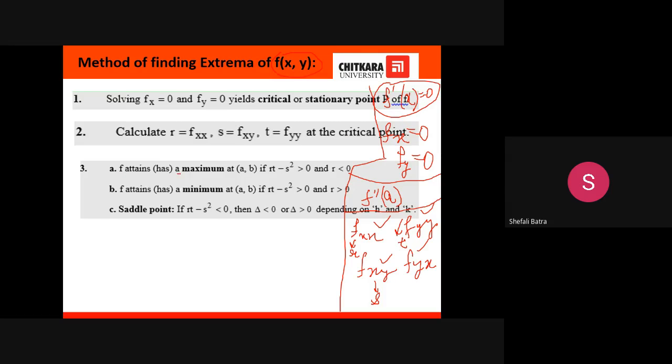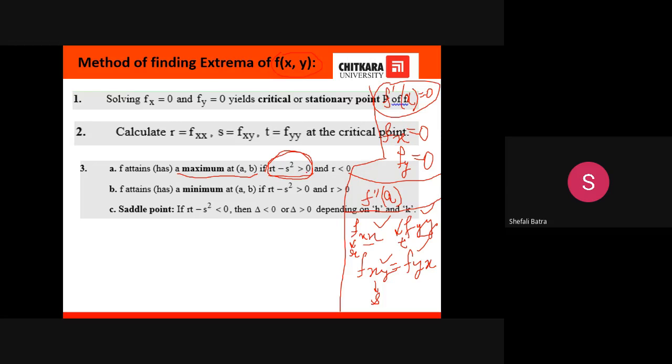Then the function has a maximum value at point (a, b) if, let us see here, R into T minus S square. Why am I saying S square? Because there are four second order derivatives, so we need to use all four, but we know that they are the same in case of a continuous function. So that is why we are putting here RT minus S square. R is fxx, T is fyy, and S is fxy.